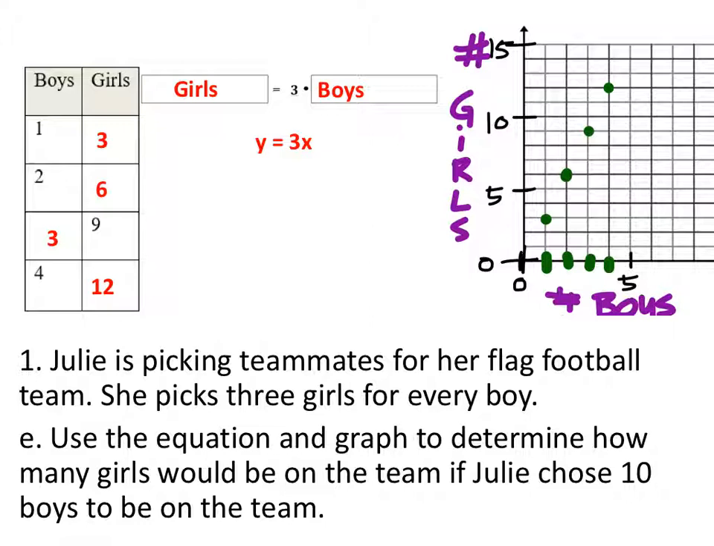So in other words, this would be y equals 3 times x as a formal equation for this. Part E, use the equation and graph to determine how many girls would be on the team if Julie chose 10 boys to be on the team. Take 1 minute and do that with your neighbor, and do F as well. We'll go over both.